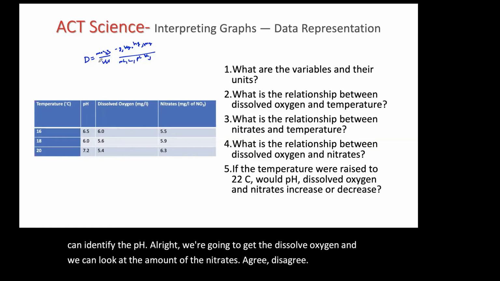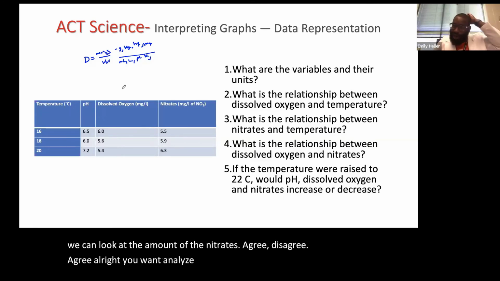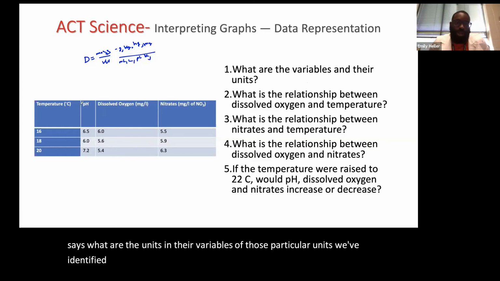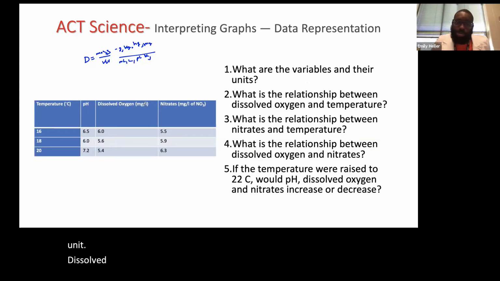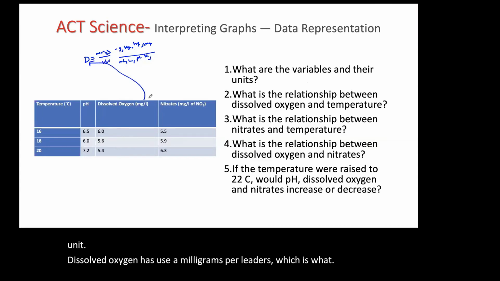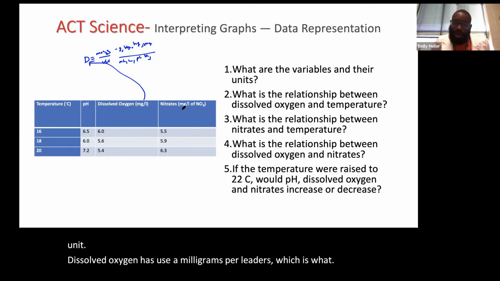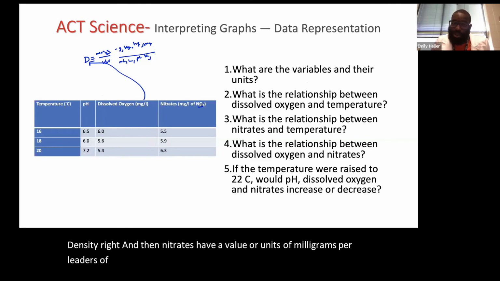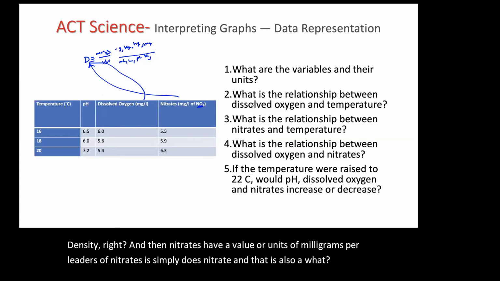Agree. All right, you want to analyze all aspects of that entire graph, right? So it says, what are the units and their variables of those particular units? We've identified the temperature in terms of Celsius. pH doesn't have a unit. Dissolved oxygen has units of milligrams per liter, which is what? Density. Density, right? And then nitrates have units of milligrams per liter of nitrates. That's nitrate, and that is also a what? Density. A density. So just make sure you're thinking about those in terms of that.